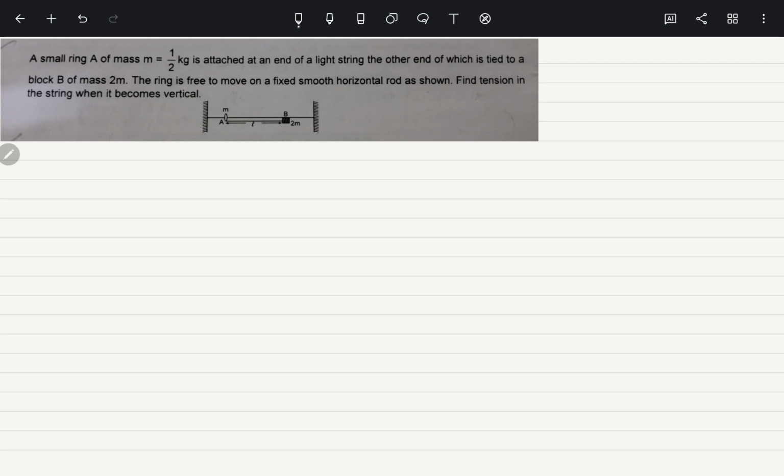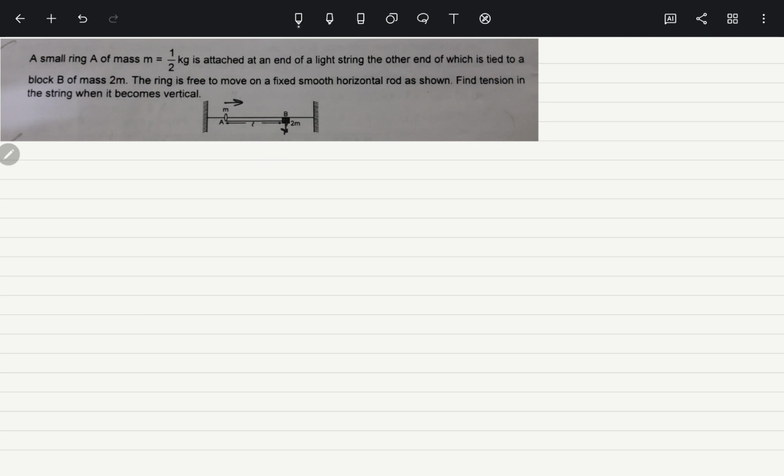Okay, so here we can see that the ring is free to move, so obviously it will move in this direction, and that block is moving in the downward direction initially, right? So it is moving downward and also moving horizontally. So they will move somewhat like that.